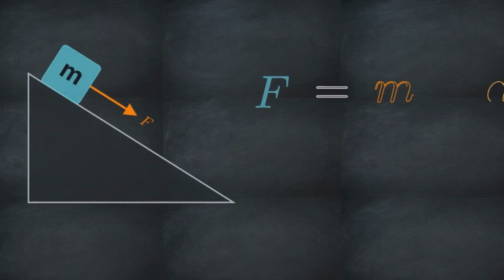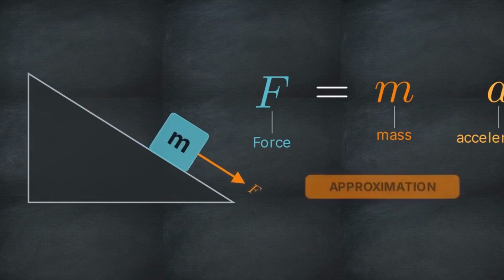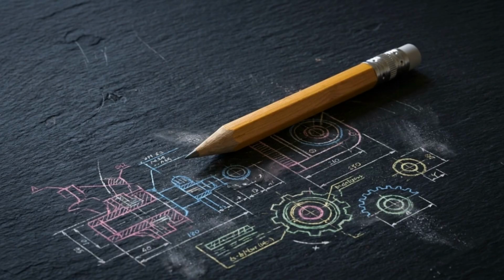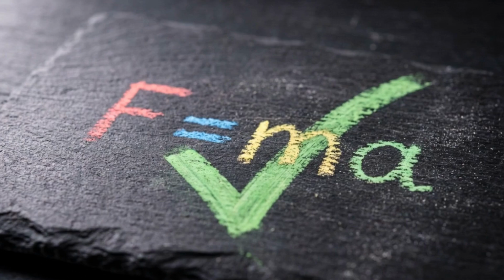The standard equation taught in every high school physics classroom is F equals ma, force equals mass times acceleration. It is an effective approximation for introductory problems, but it is mathematically incomplete. Students and entry-level engineers rely on this formula because in low-energy terrestrial environments, objects generally maintain a constant mass as they move. In these specific cases, the approximation holds.